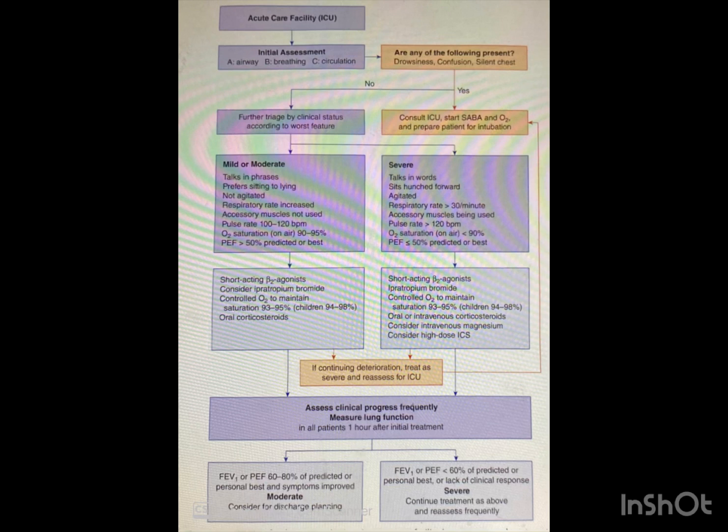In the intensive care setting, a small subset of patients will not respond to treatment and will progress to impending respiratory failure due to a combination of worsening airflow obstruction and respiratory muscle fatigue. In such cases, the patient can deteriorate. They must be monitored in a critical care setting.